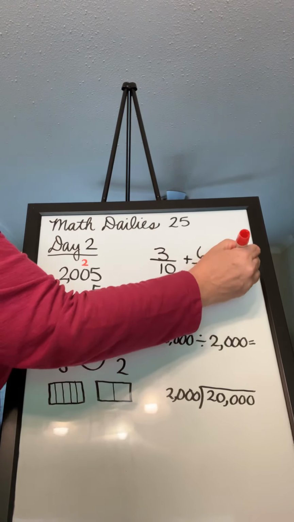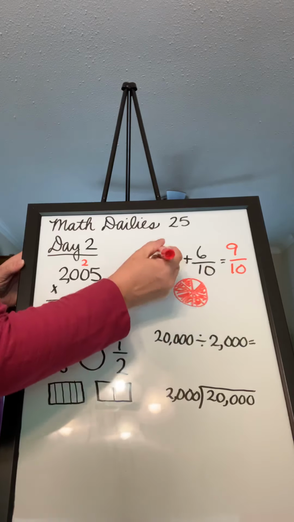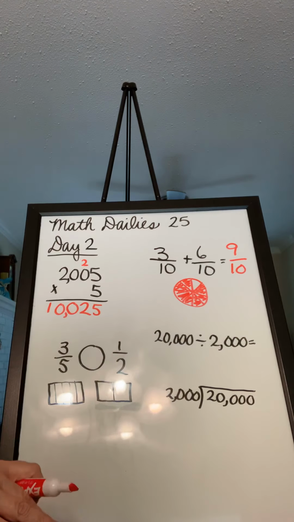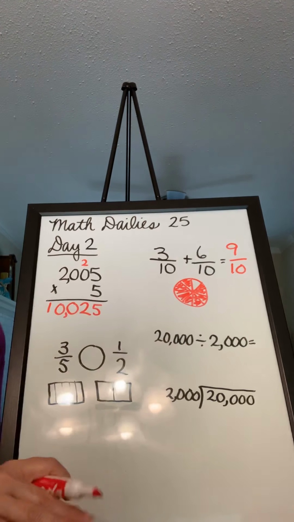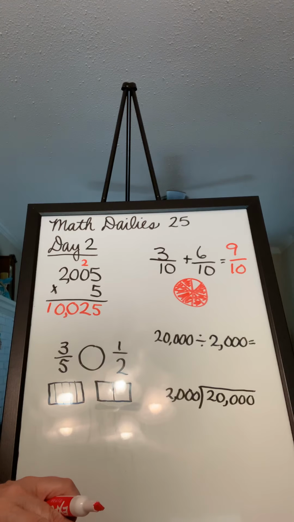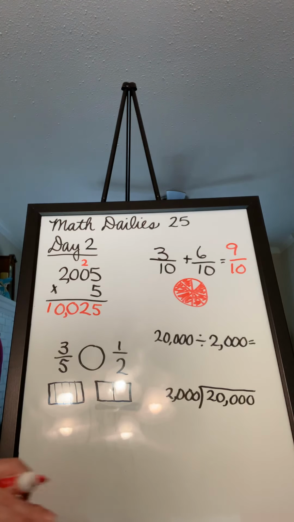So if we add the 3 plus the 6, we get 9. And we keep our denominator. Because our denominator is the same, we can just add the top. So they ate 9/10 of the pie. Lots of pie.